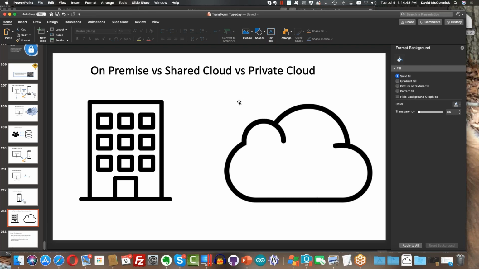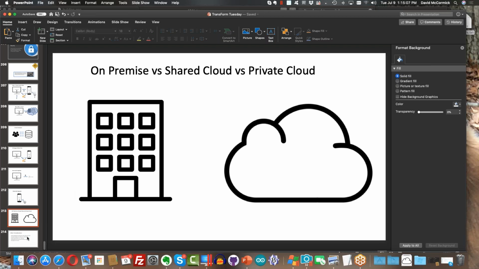So for example, if you decided on premise you have an Oracle database or something like that that you would like to use instead of our shared cloud that comes built into TransForm, you could talk to us about that and we could do a little bit of engineering and get that to work that way. So it's something that we've considered.